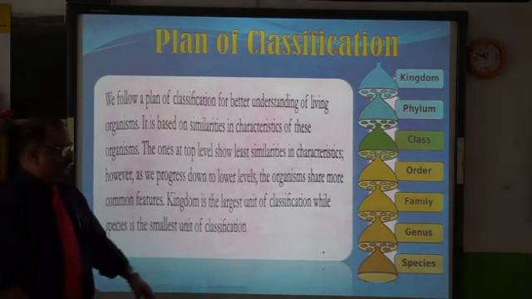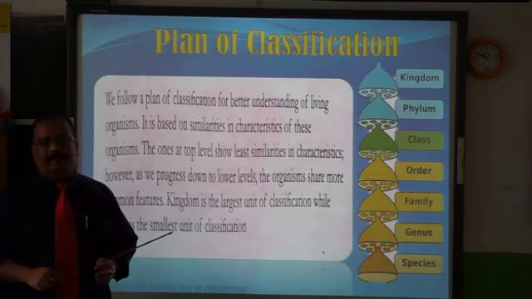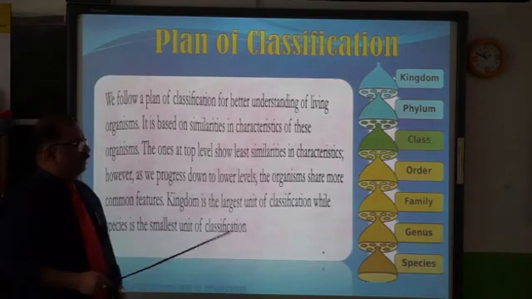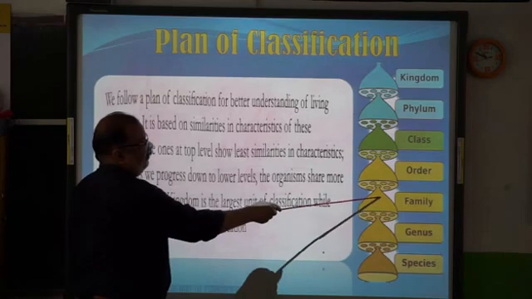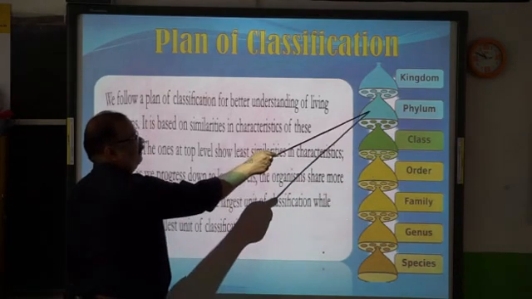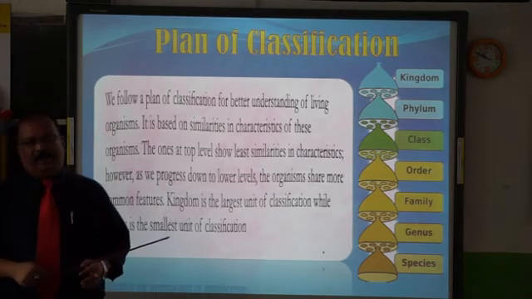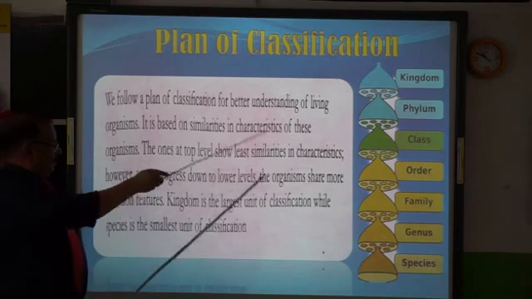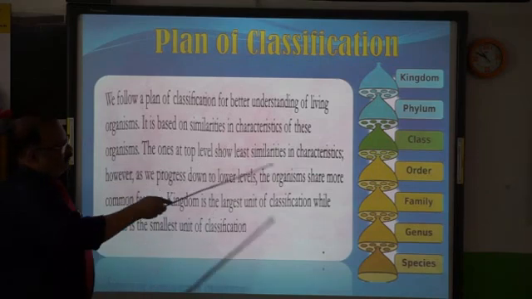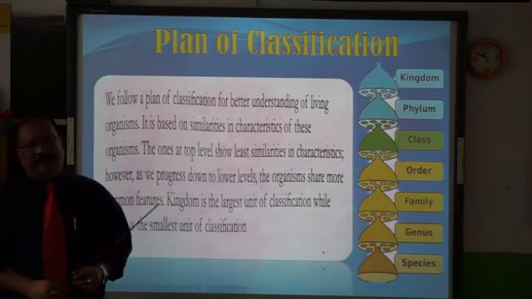And we go this way. Species, these are the group of animals. They resemble each other, and they can breed among themselves, they can reproduce among themselves. Then genus, then family, order, class, phylum, and ultimately kingdom, either plant kingdom or animal kingdom or the whole. Okay, so this one is the smallest unit, species, largest unit, kingdom. So this is the plan of classification.